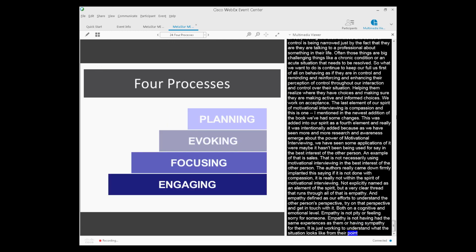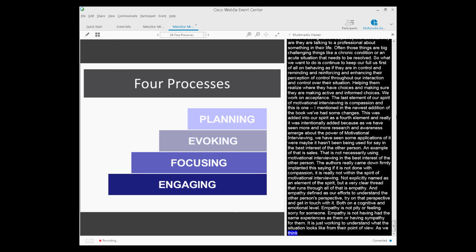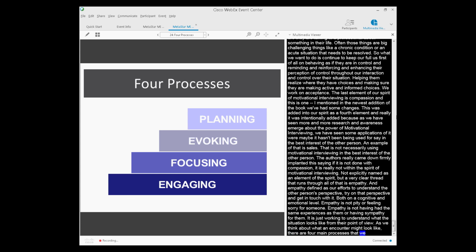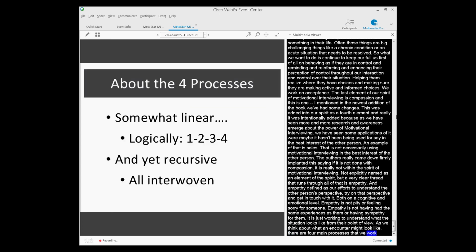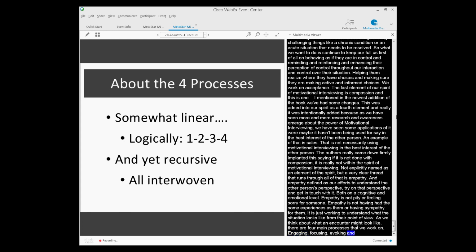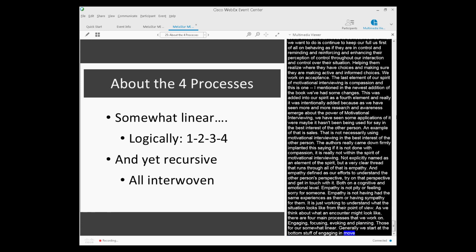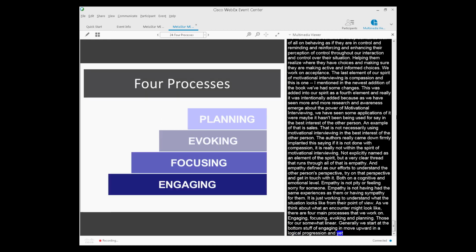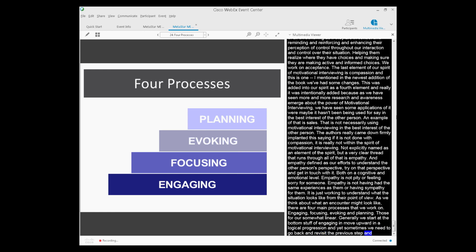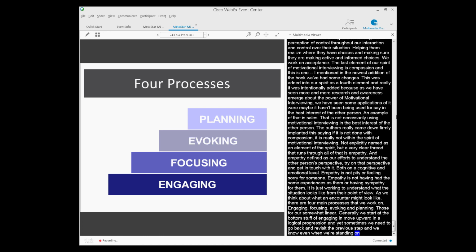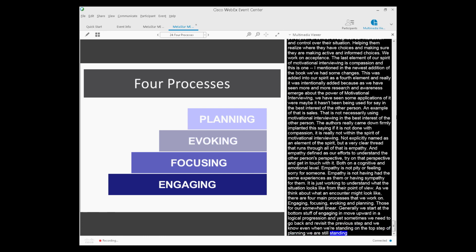As we think about what a motivational interviewing encounter might look like, there are four main processes that we work on: engaging, focusing, evoking, and planning. And those four are somewhat linear. Generally, we start at that bottom step of engaging and move upward in a logical progression. And yet, sometimes we need to go back and revisit a previous step. And we know that even when we're standing on that top step of planning, we're still standing solidly on our steps of evoking, focusing, and engaging.